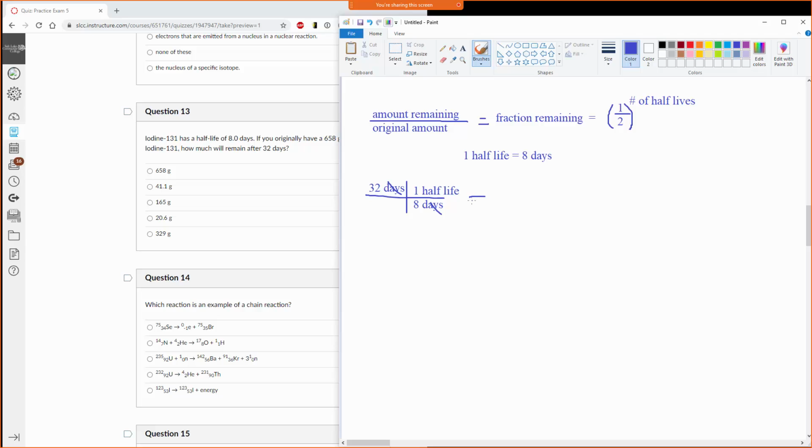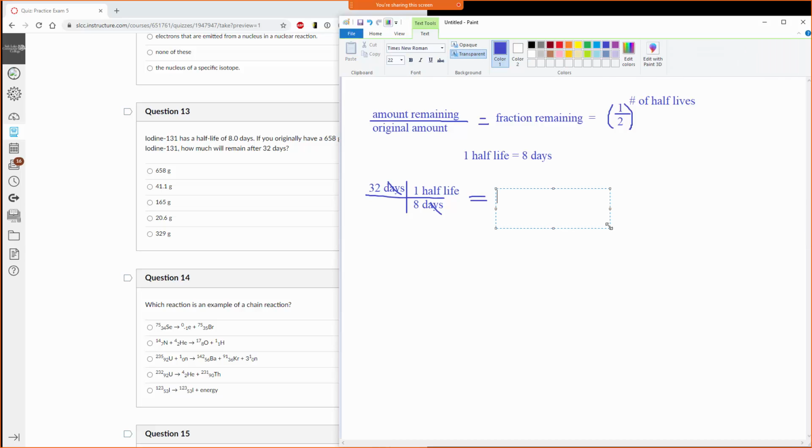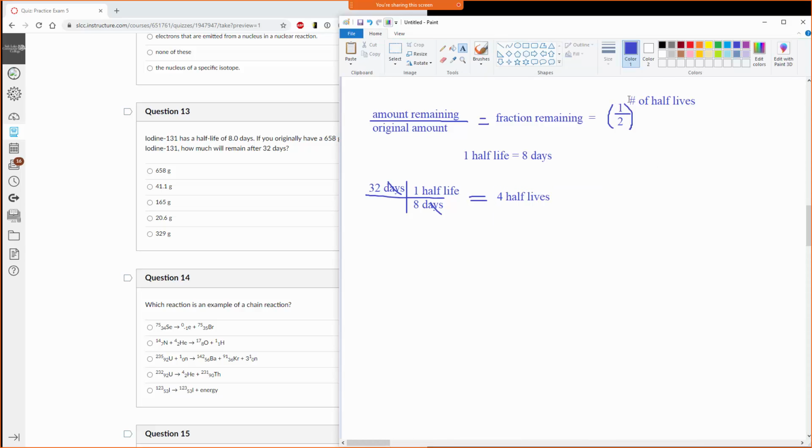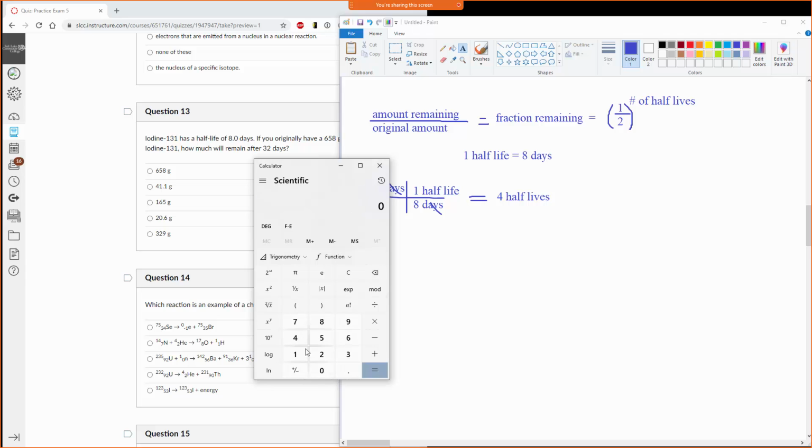Then you can see 32 divided by 8 means that we've had 4 half-lives pass, right? So 1/2 raised to the 4, this is the fraction that is remaining. You can say 1/2, that's x. We're going to raise that to the 4, that's y. Again, your calculator's probably going to be something different. You could use x to the y, or the caret button is always kind of a nice one, but 1/2 raised to the 4, that's 0.0625 is the fraction that's remaining.